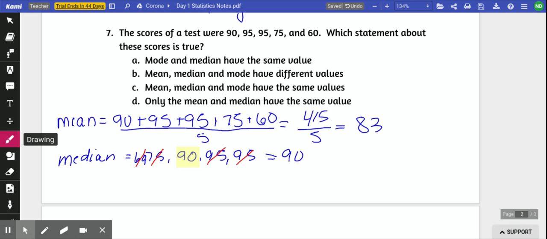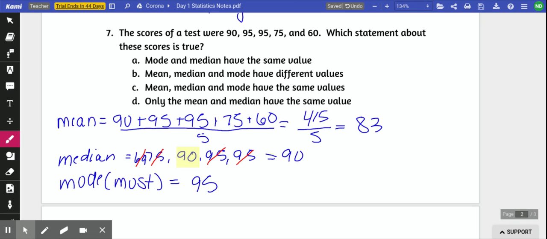All right, next is the mode. Again, the mode is just the number that appears the most often, which if I just look at that set of data, my mode is going to be 95 because 95 repeats itself twice. And these answer choices have nothing about the range, so I actually don't have to find the range. Now I'm just going to use all my answers and figure out what letter choice is correct.